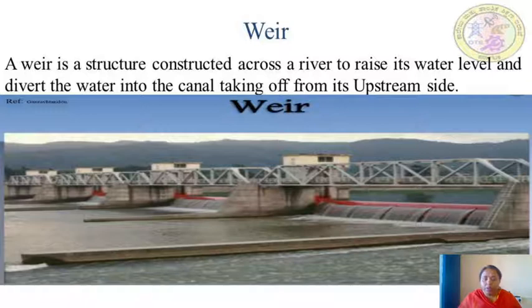If a weir stores water for tiding over small periods of short supply, then we call it a storage weir. The main difference between a storage weir and a dam is only in height and also in the duration for which supply is stored. This is the basic difference between the storage weir and the dam.